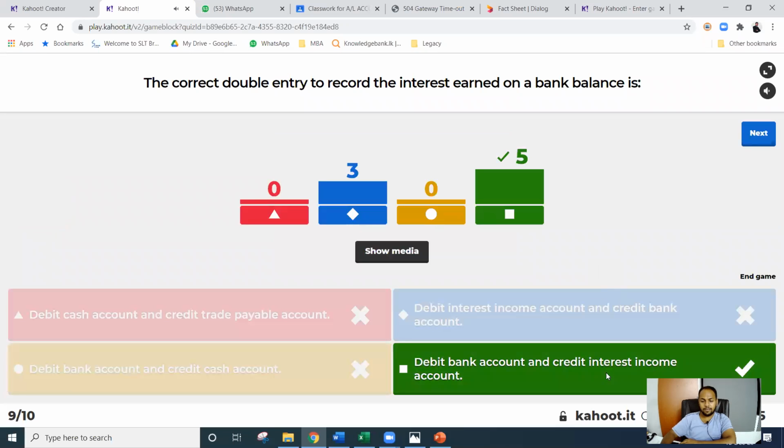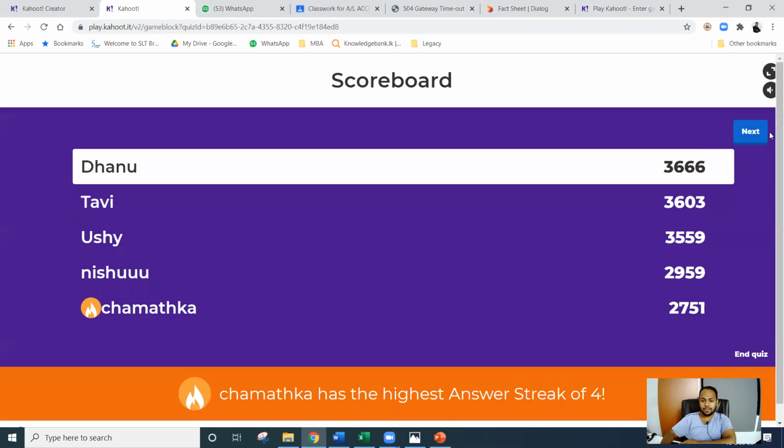The correct answer is number 4. 3 is wrong, because interest income is an income, and an income increase is credit. Therefore, interest income should be credited. And the bank account, we receive interest, so the bank account should be debit. Bank account debit, interest income account credit.